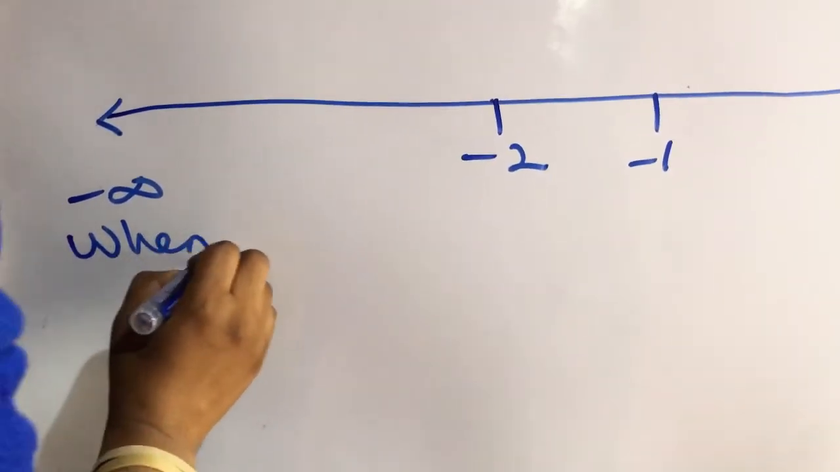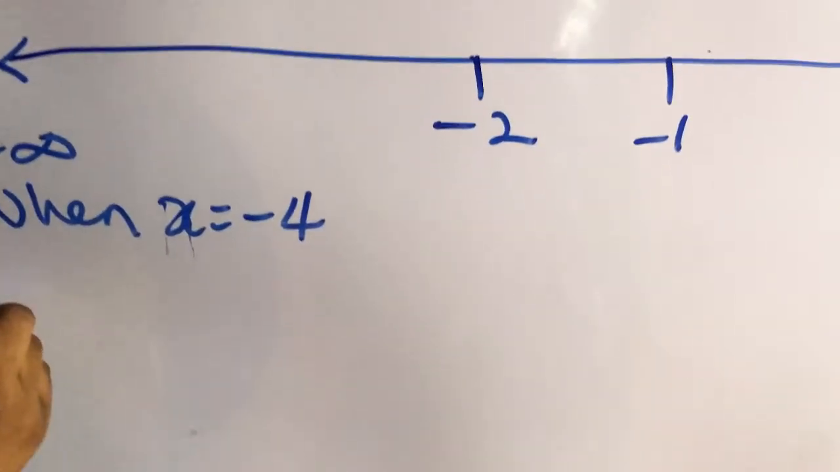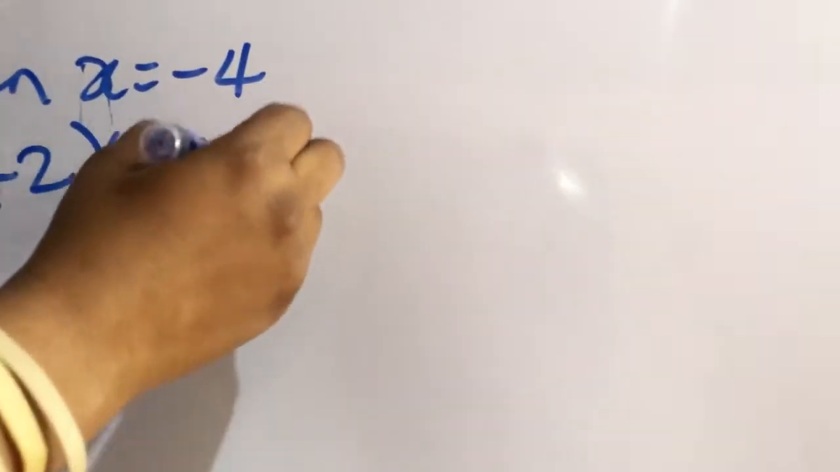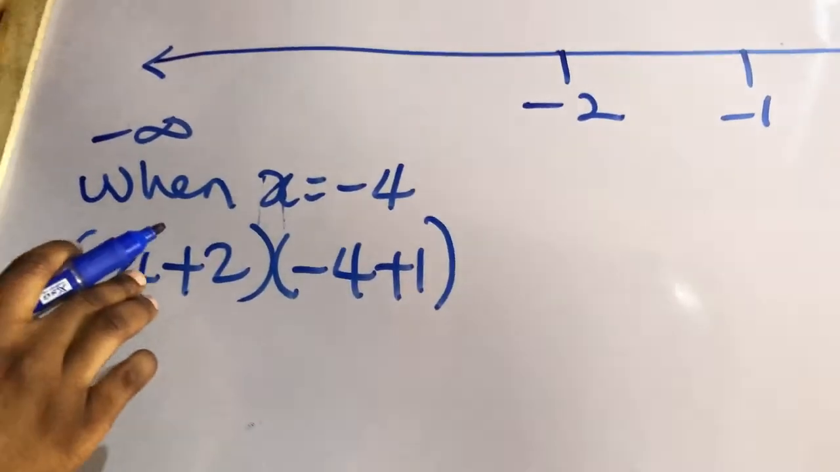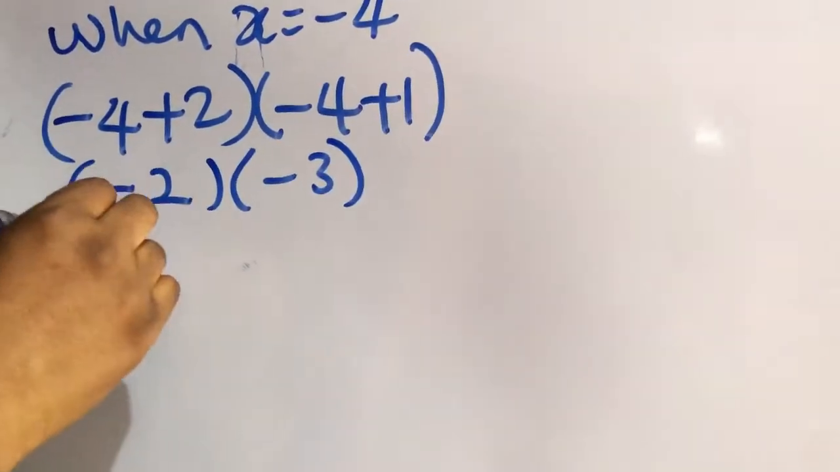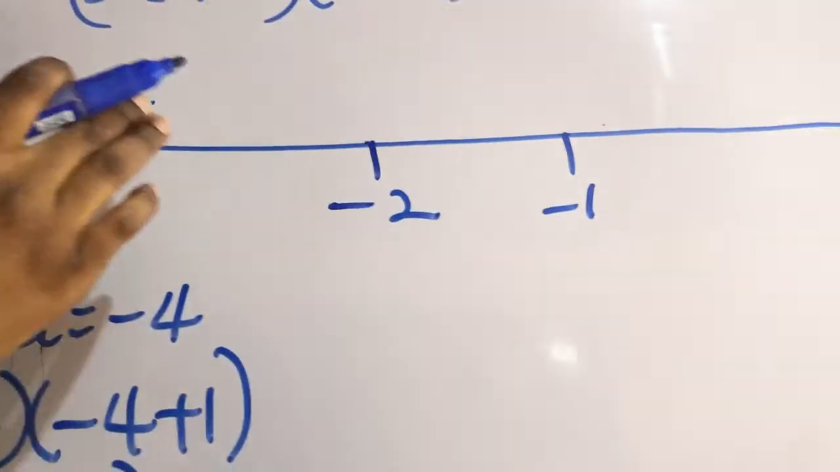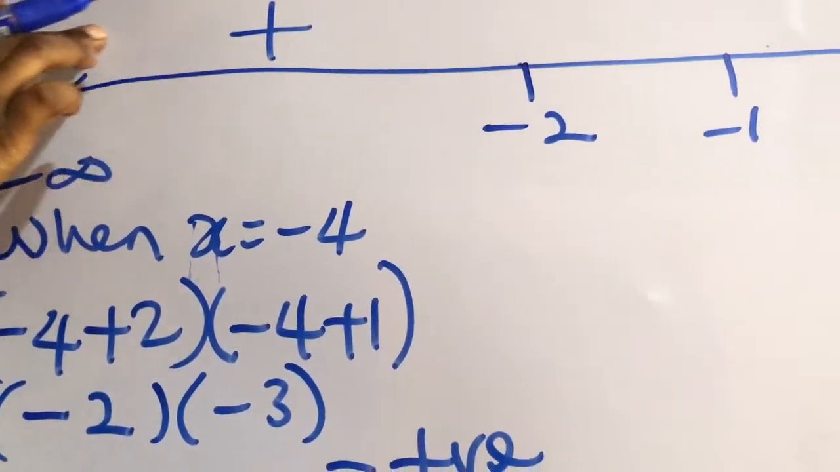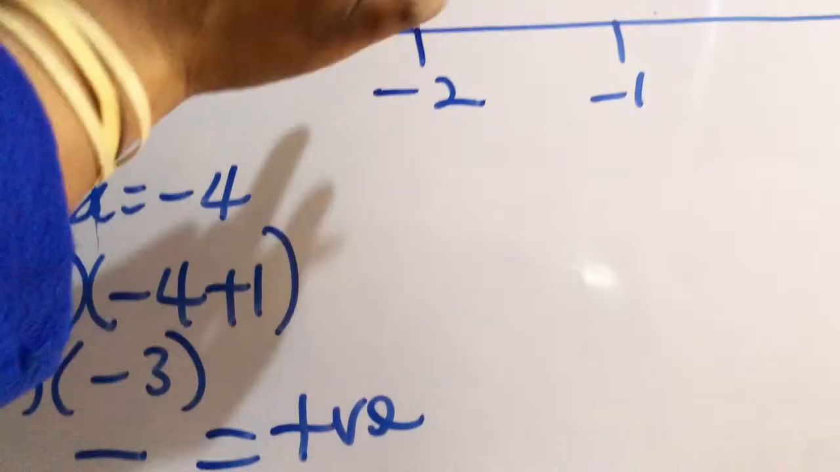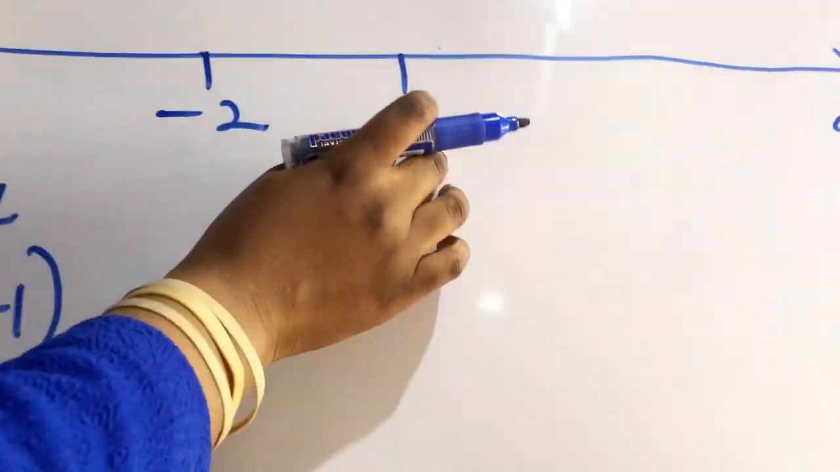So when x is equal to minus 4, let's see what happened. We have minus 4 plus 2, then multiply by minus 4 plus 1. So this one gives me minus 2, then multiply by minus 3. So negative multiplied by negative is equal to positive. So I have positive here. That means if I take any other number aside from minus 4, so let's say minus 5, minus 6, and so on, I'll still get positive. That's the meaning. So let's take any number in between minus 2 and minus 1.